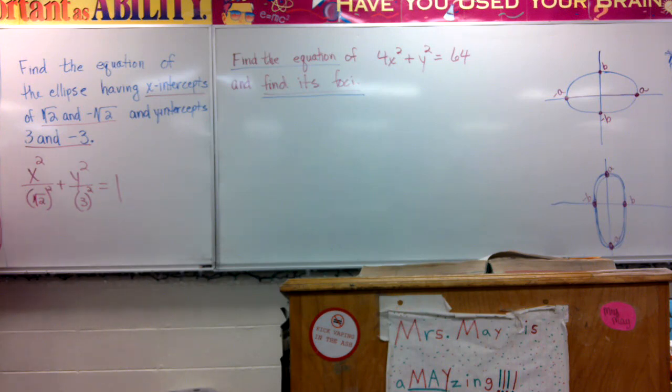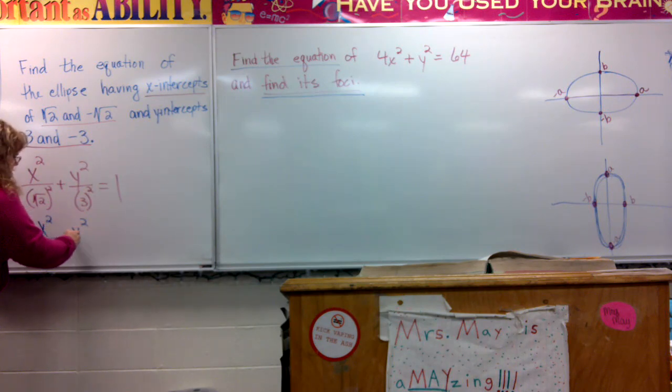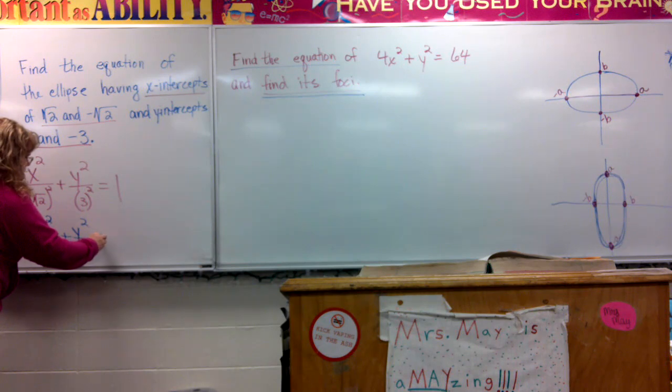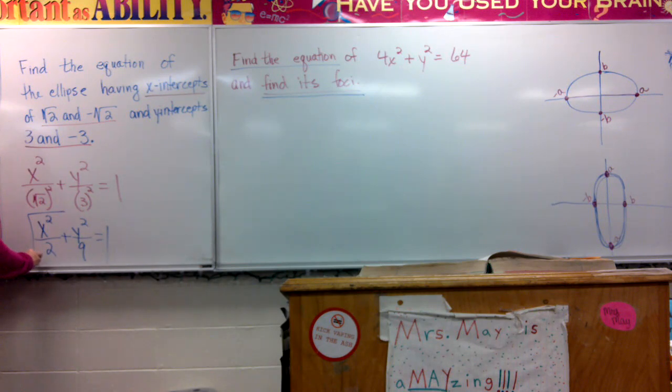So what's the equation going to be? What's root 2 squared? 2. And what's 3 squared? And that's all you have to do to write the equation of the ellipse. Isn't that easy?